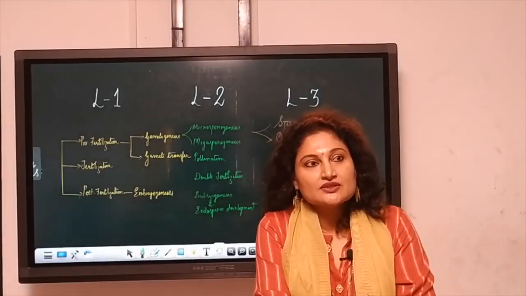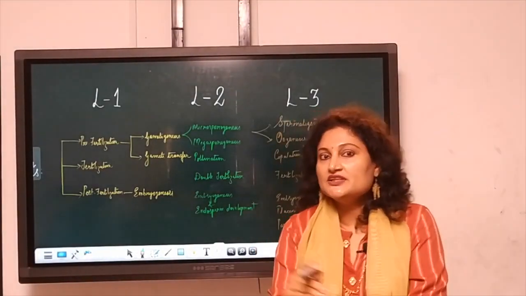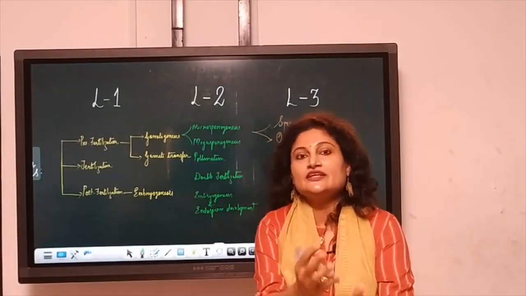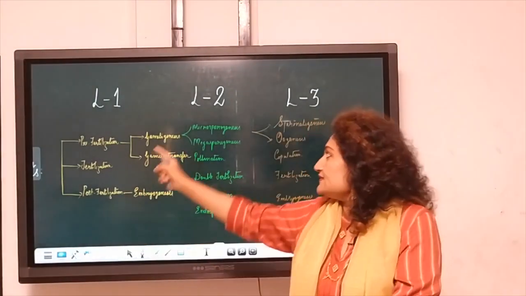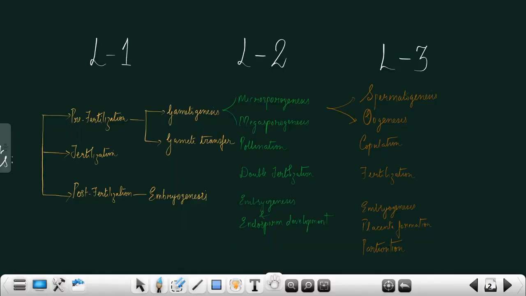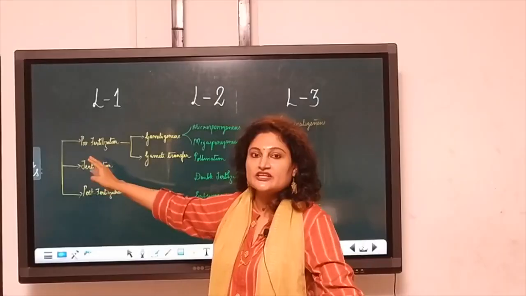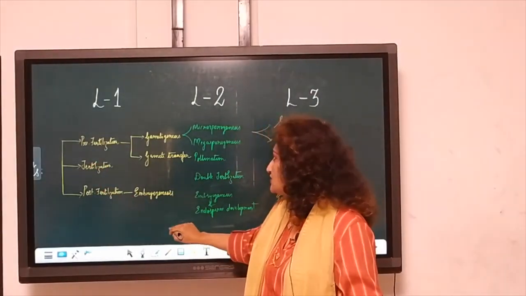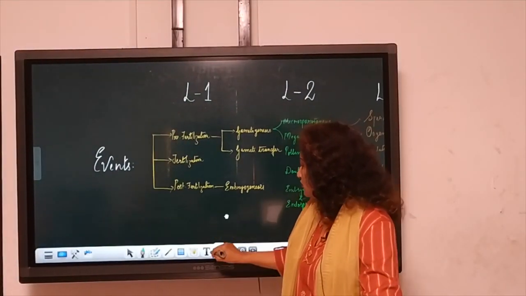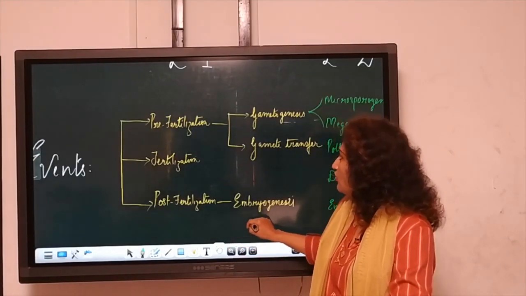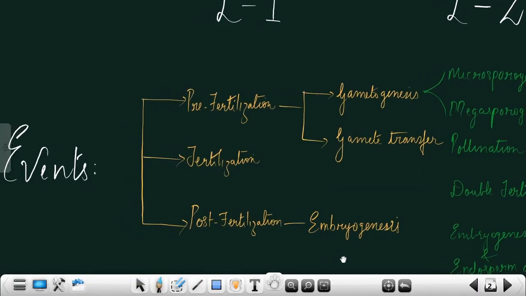The first chapter in the unit Reproduction deals with reproduction generally in organisms. The second chapter is reproduction in plants, and the third chapter is reproduction in animals. So, the outline of the events occurring in reproduction is in the first chapter. This is a brief outline of the events occurring in reproduction in general.